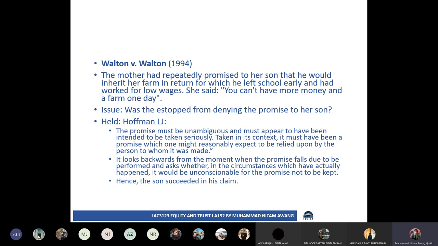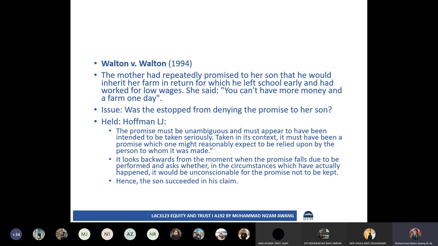So the issue here is whether the mother can be stopped from denying the promise that she had made to the son. The court held in this case, Lord Justice Hoffman said that the promise must be clear and must have been intended to be taken seriously. And it must have been a promise which one might reasonably expect to be relied upon by the person to whom it was made. So the mother had made the promise here, and the mother would expect that someone else, here the son, would rely on the promise and would take it seriously.